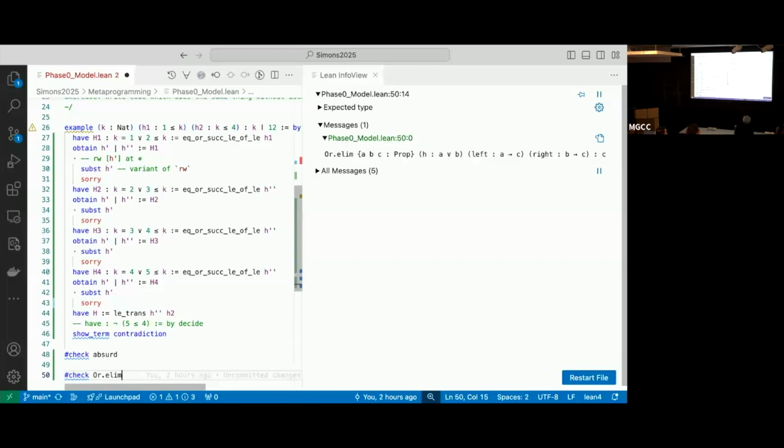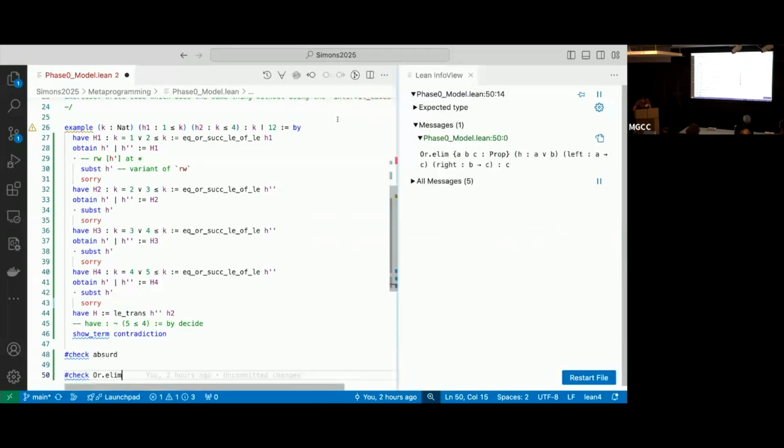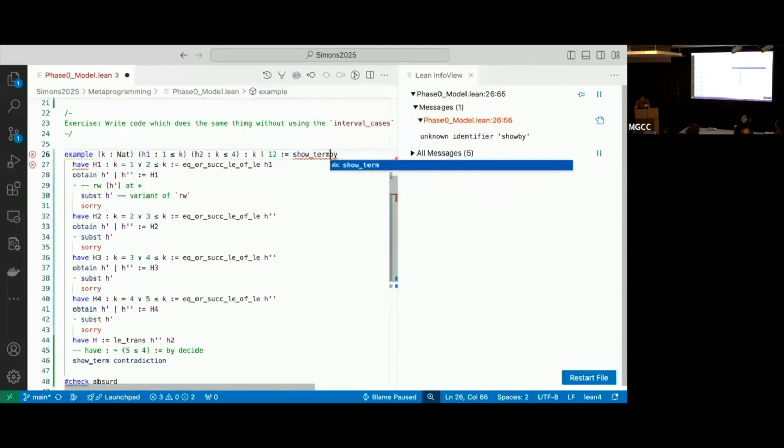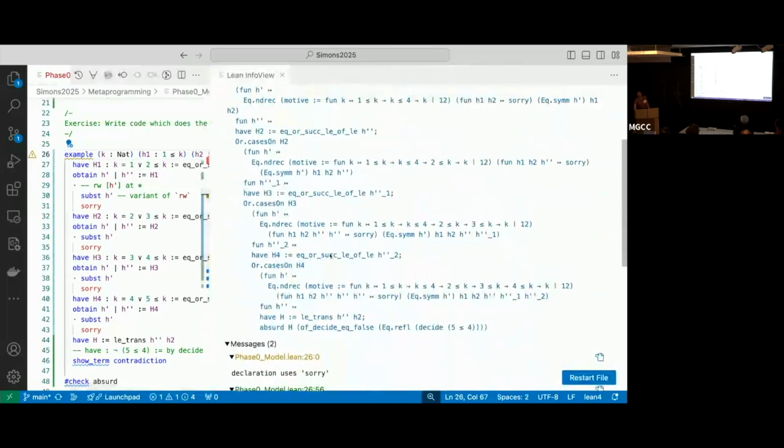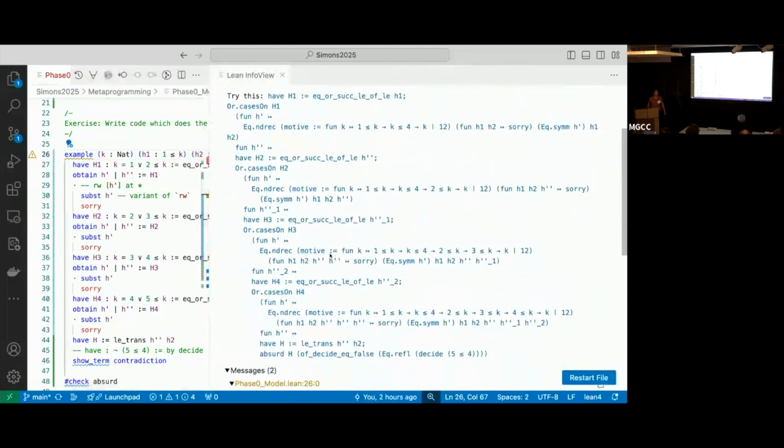And up and up and up it goes. By the time you have finished analyzing the whole proof, you'll have a huge tree, which we can actually inspect now. I'll show it to you. If I type show term on the whole thing, you can see that this is the whole proof term that gets constructed by the tactic. You can see they use Or.casesOn rather than Or.elim, but the lemmas are nearly the same, so don't worry about that.